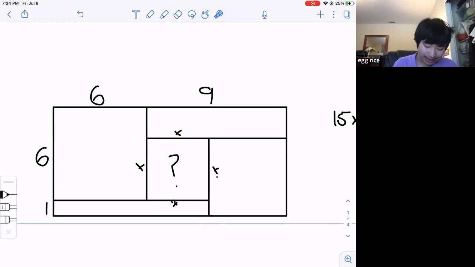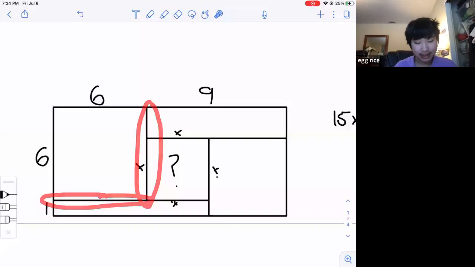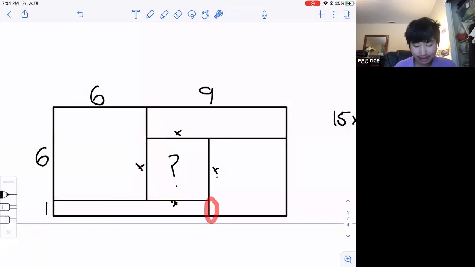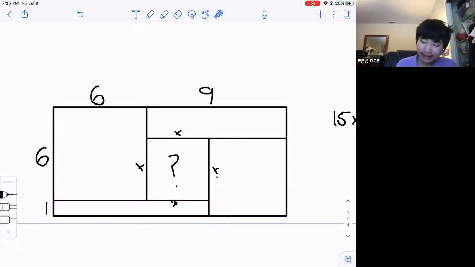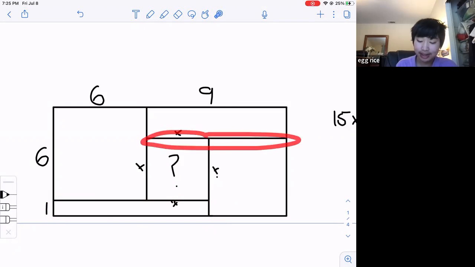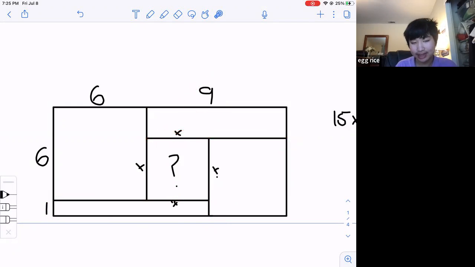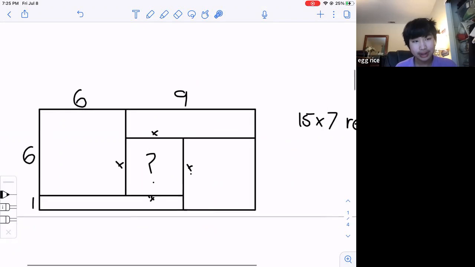But as I was saying, this length we know and this length we know, right? Because these are all 6. This length we know it's 1 because this is a big skinny rectangle. And this length here we know also because it has to be 9 because this is a big rectangle. So 6 minus 2 equals 4. So where did the 6, the 4, and the 2 come from in this case?